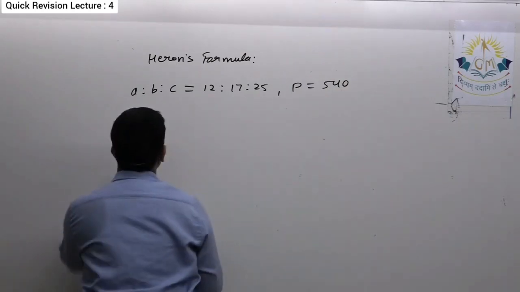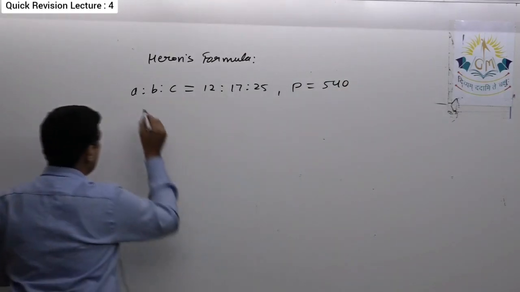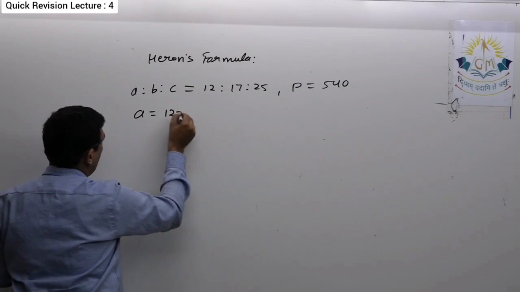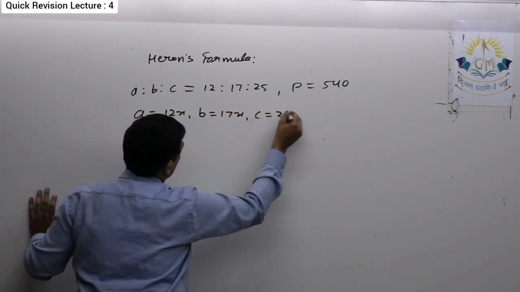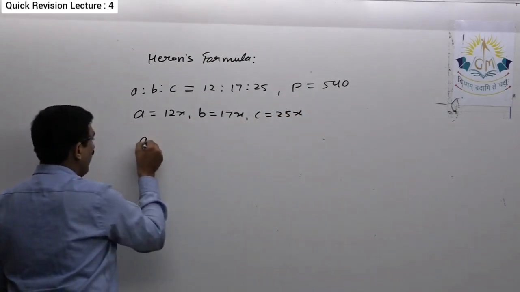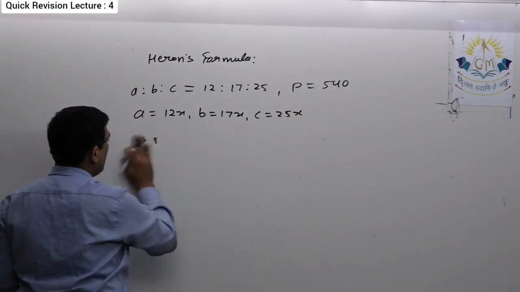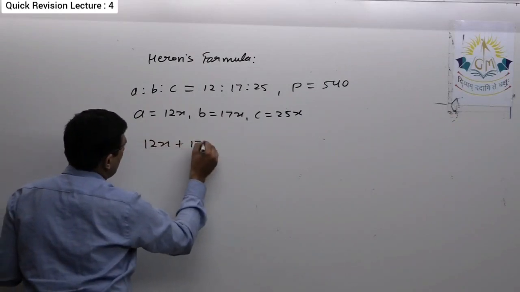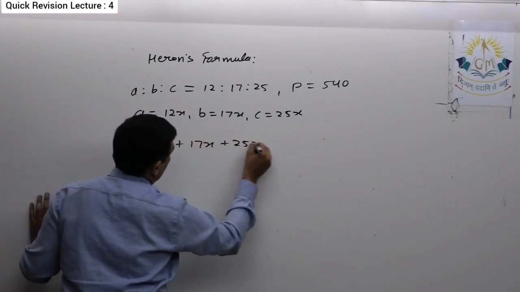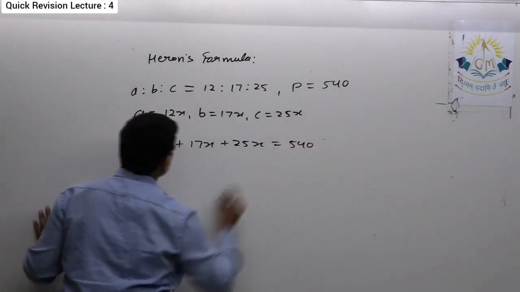540 is the perimeter. So as the ratio is given, I can say A is equal to 12x, B is equal to 17x, C is equal to 25x. Also the perimeter is 540, that means I can say the sum of these three, that means 12x plus 17x plus 25x is equal to 540, isn't it?